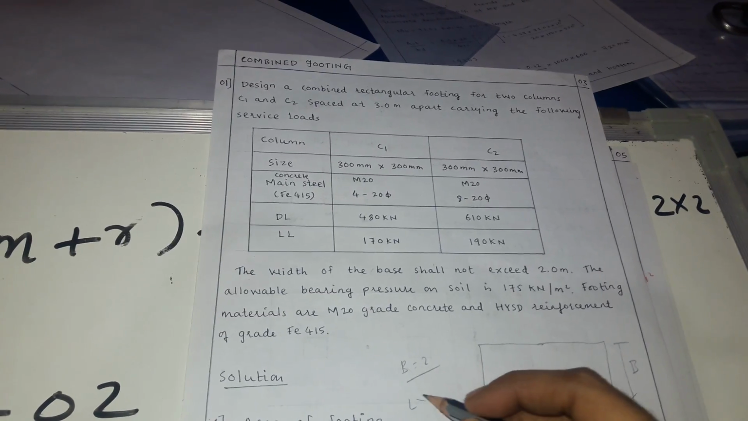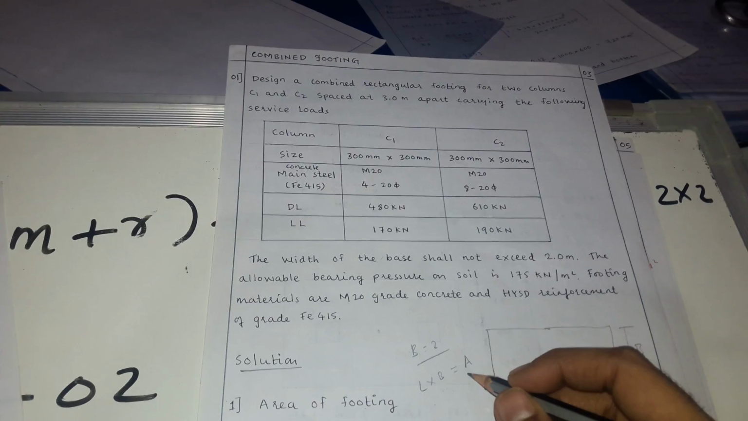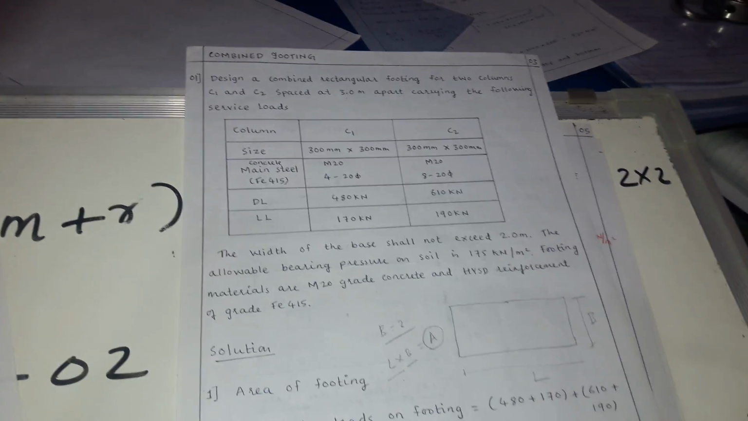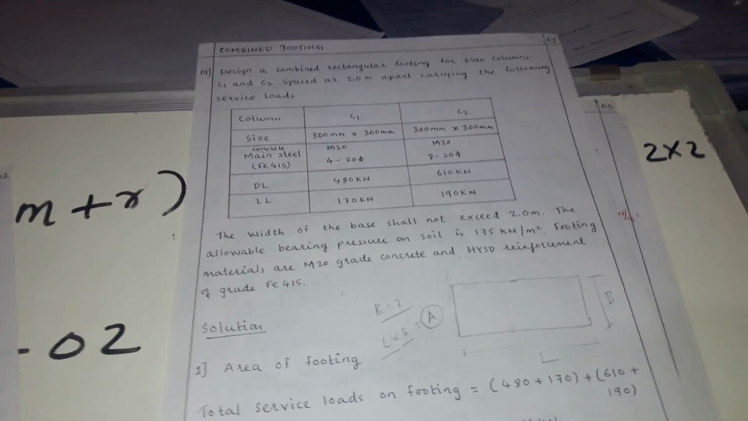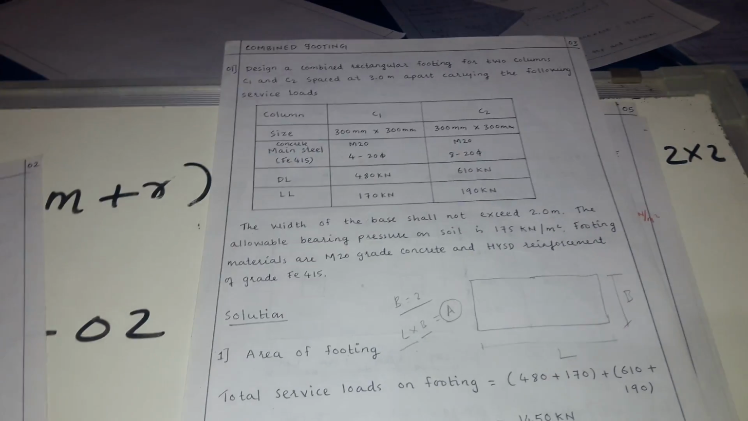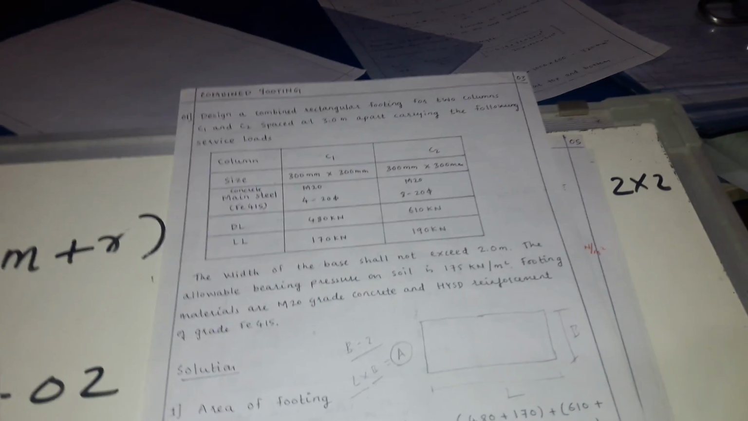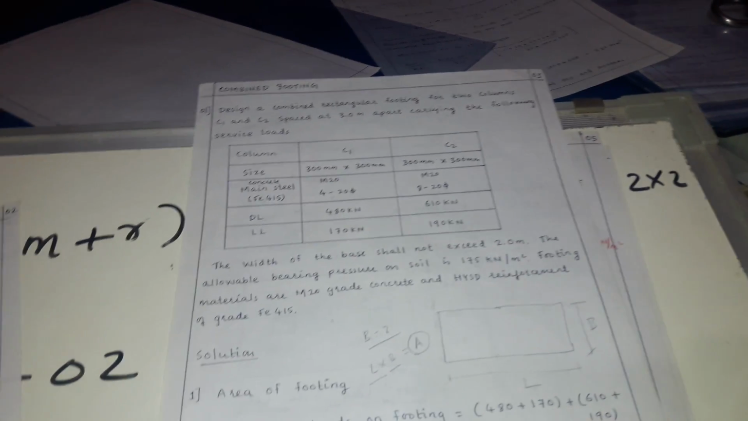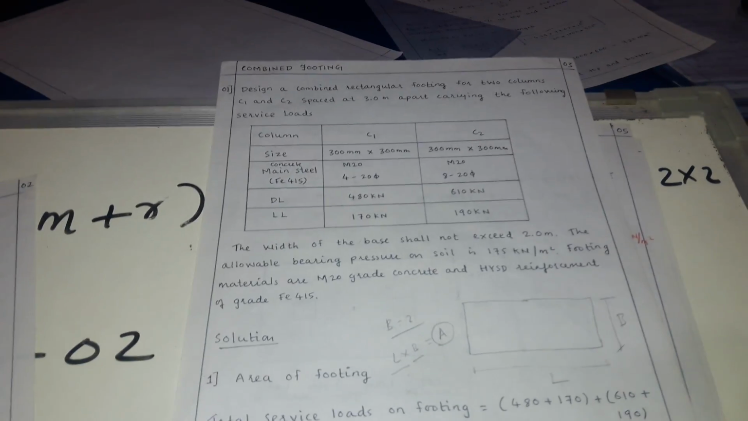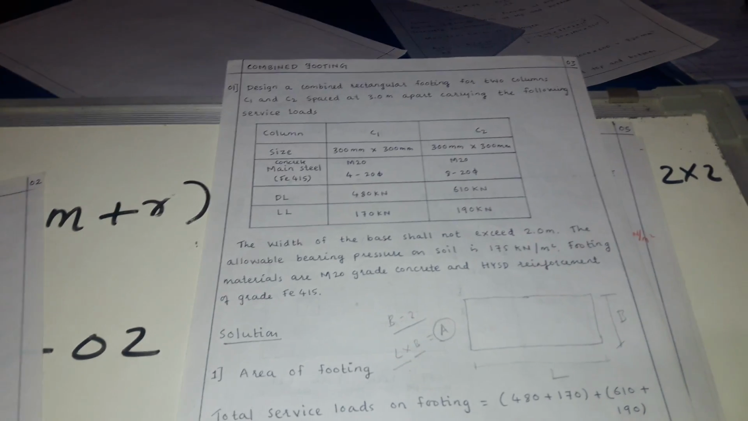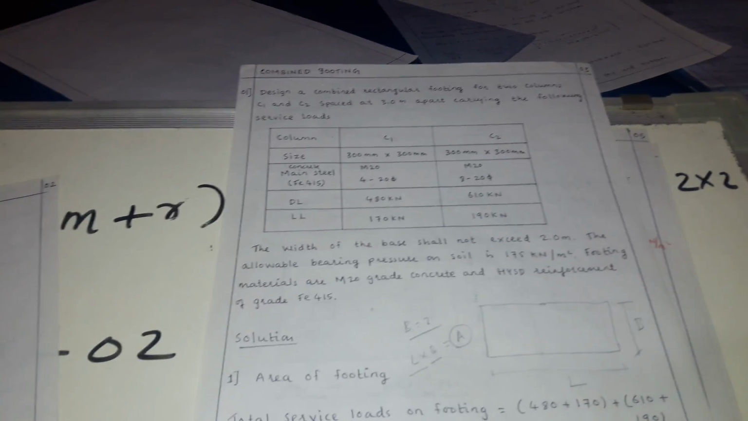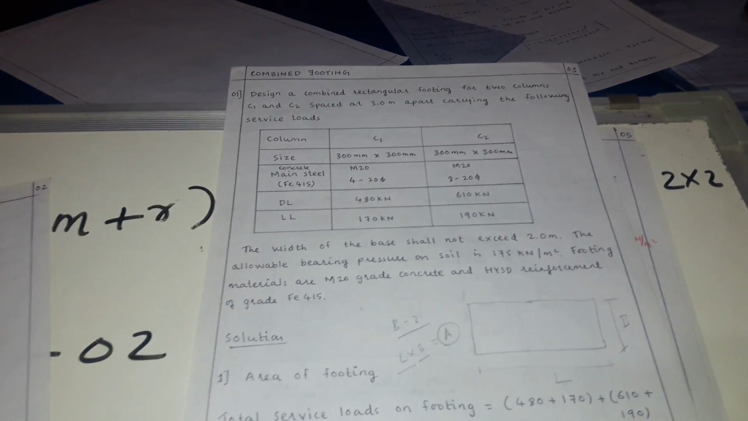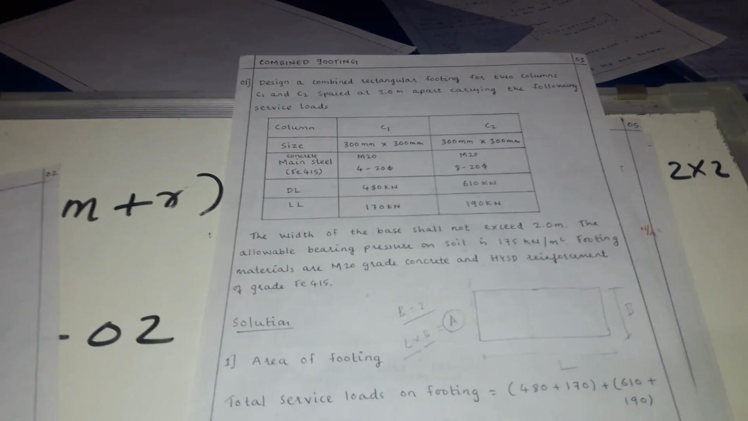L into B equal to A. If you know area and you know B, you can find length. So this we need to calculate. The width of the base shall not exceed 2 meter. The allowable bearing pressure on soil is 175 kilonewton per meter square, which means SBC, safe bearing capacity of the soil, is also equal to the allowable bearing capacity of the soil. Footing material, so we also have to define the footing material: M20 grade concrete and HYSD reinforcement of Fe415.